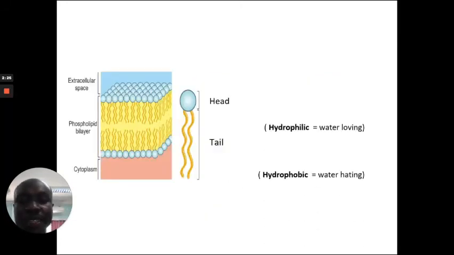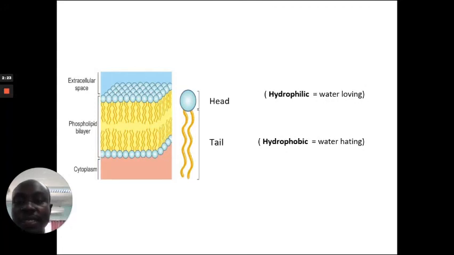Now this is because the head is polar. It means it can easily bond with water. But the tail is non-polar. It means it does not easily bond with water. And we call the head hydrophilic. It means it loves water. Hydro means water, philic means love. And the tail is hydrophobic. Hydro again means water. Phobic means fear or afraid. So the tail is afraid of water.